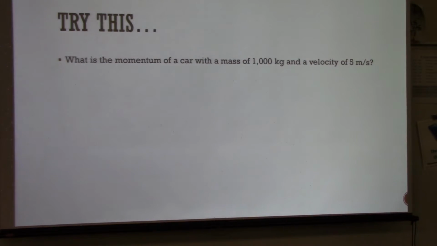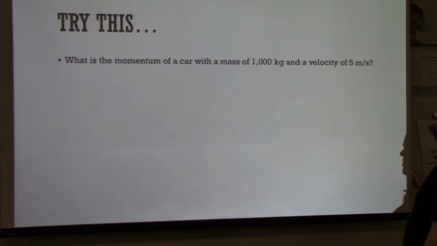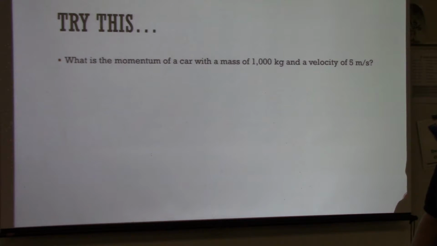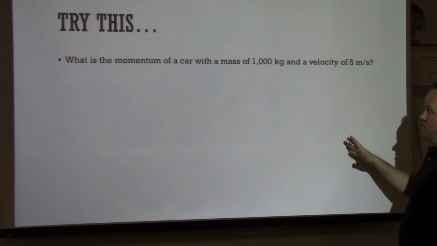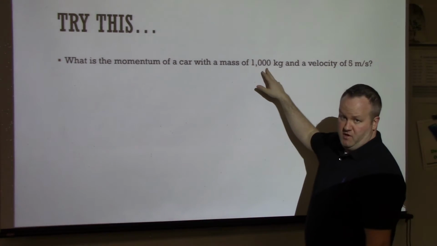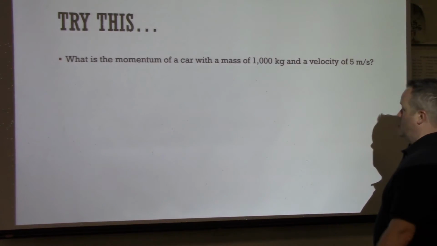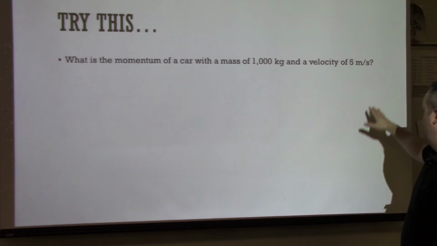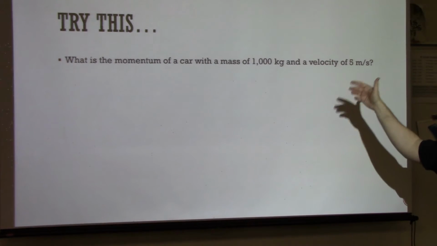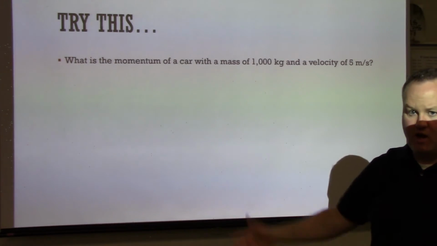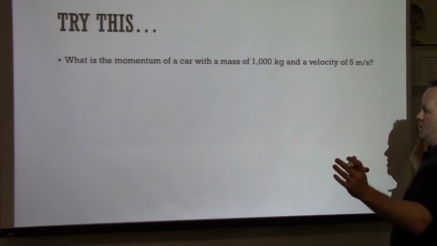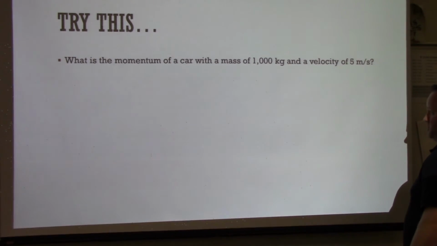Let's look at another example. What if we're trying to find the momentum of a car that has a mass of 1,000 kilograms and a velocity of 5 meters per second? Again, one thing I want you to be aware of is you might have to convert here. If I gave you grams, you would have to convert to kilograms. If I gave you centimeters per second or kilometers per hour, you would have to convert to meters per second. So everything needs to be in SI units before you do any mathematical operation.